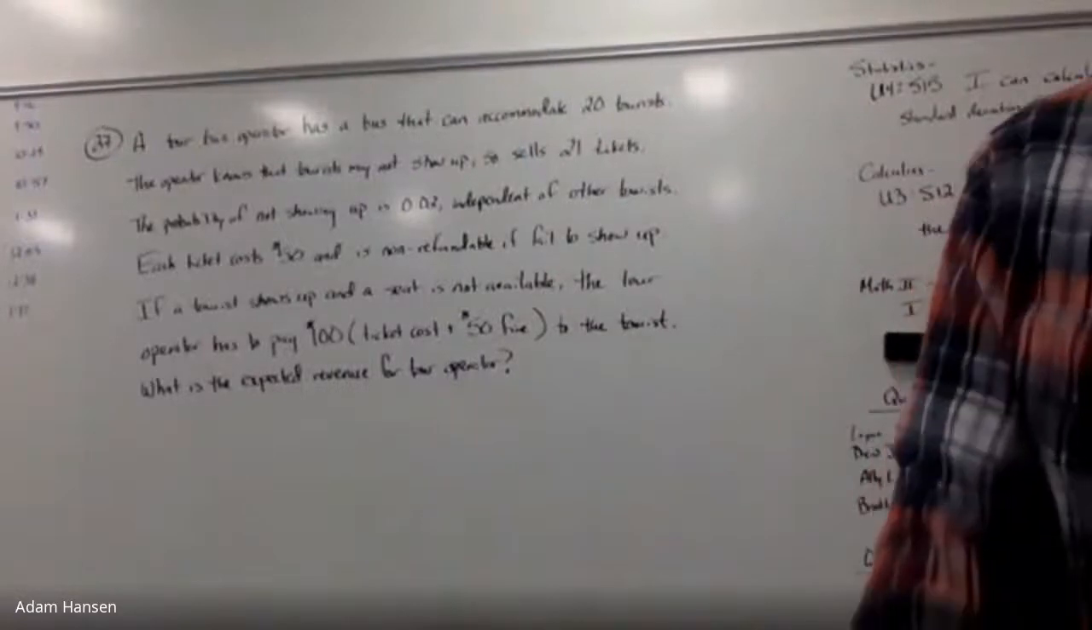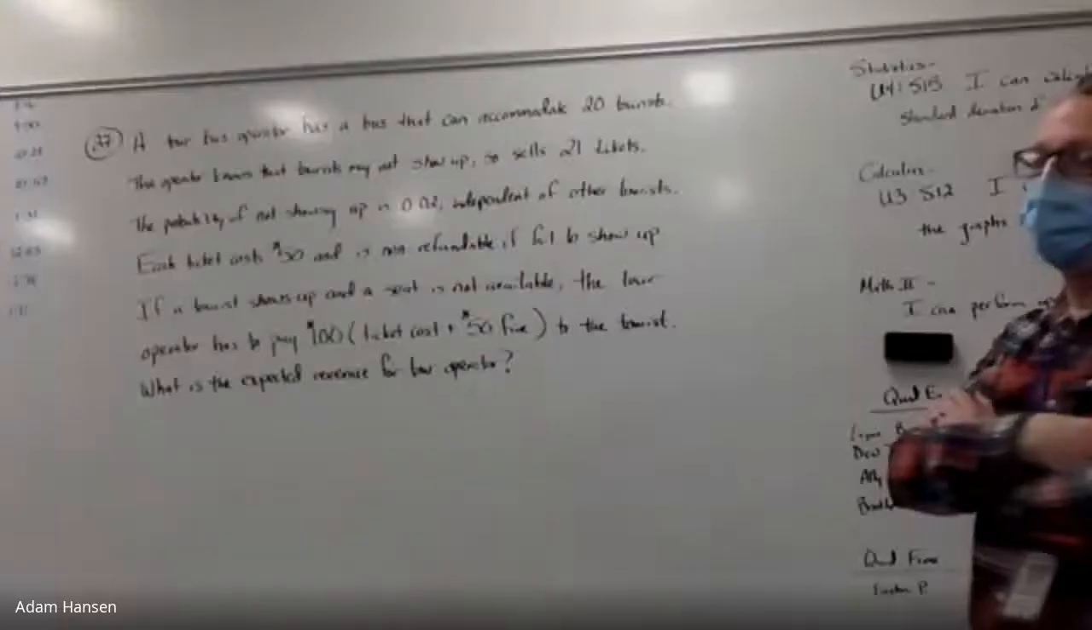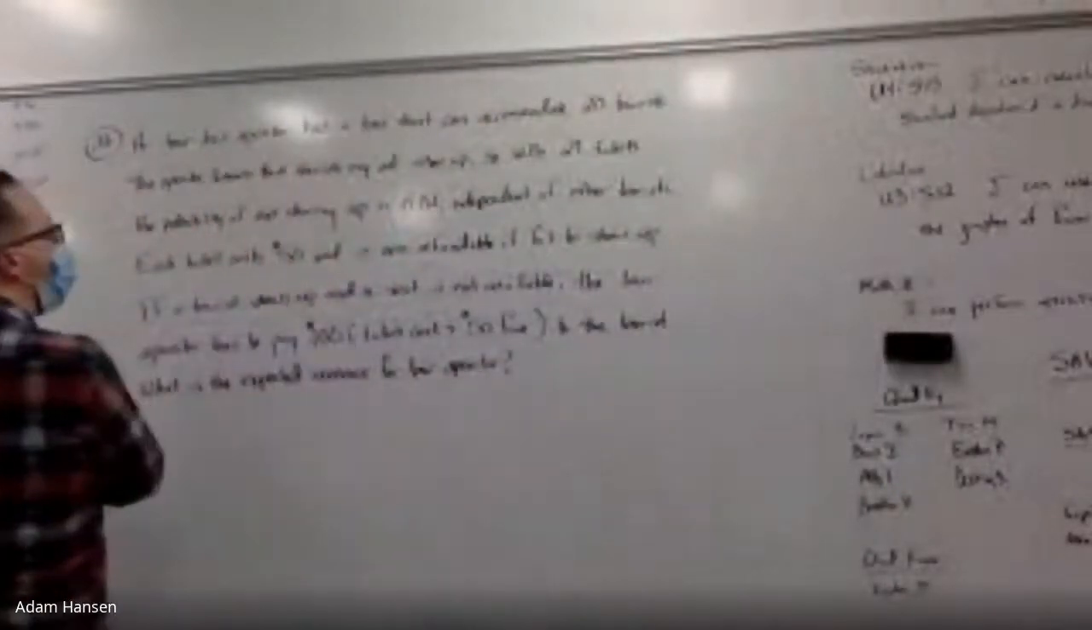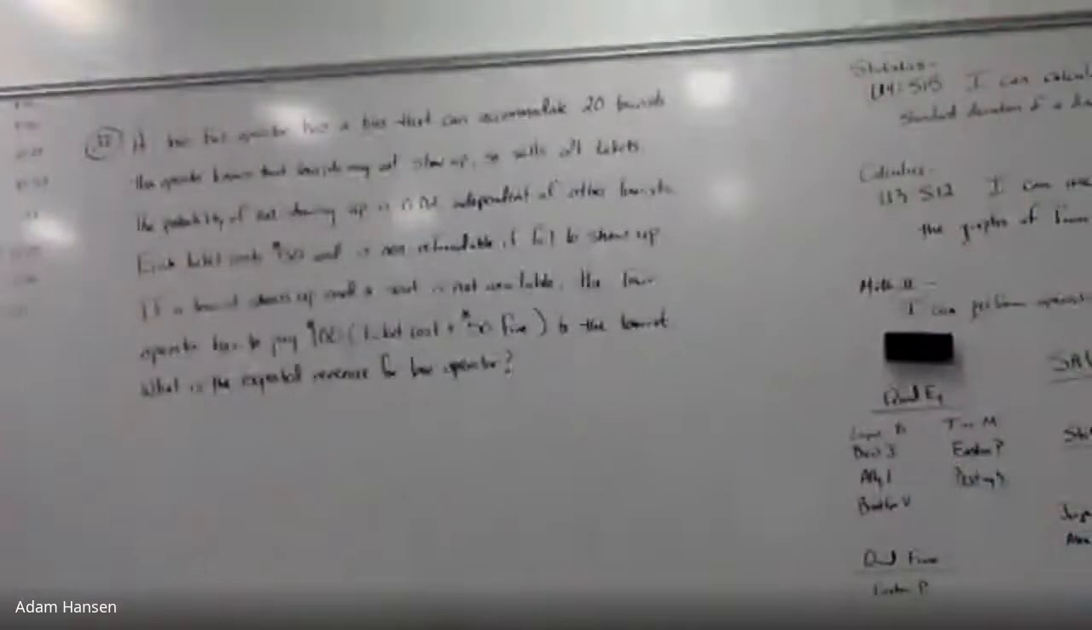Here is another $21. The probability of a tourist not showing up is 2%, independent of all others. The chance that someone no-shows is 2%. Each ticket costs $50, so every tourist pays $50 to go on the tour bus.